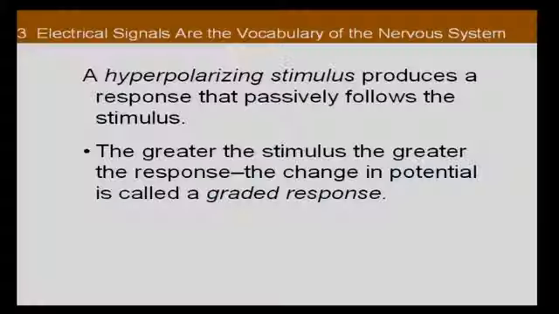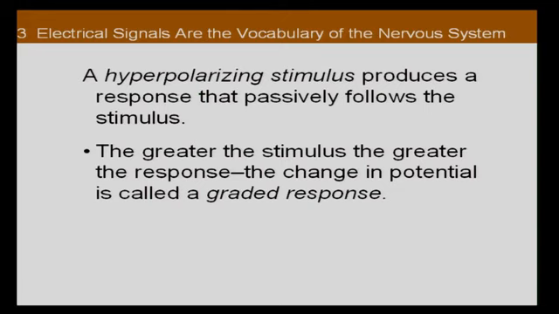But let's look at the differences between a hyperpolarization and a depolarization, because they do two very different things. A hyperpolarizing stimulus produces a response that passively follows the stimulus. So if it's a big stimulus, it'll be big, and then it'll disappear, and then the stimulus disappears. A small stimulus will be small, and as I just said, the greater the stimulus, the greater the response.